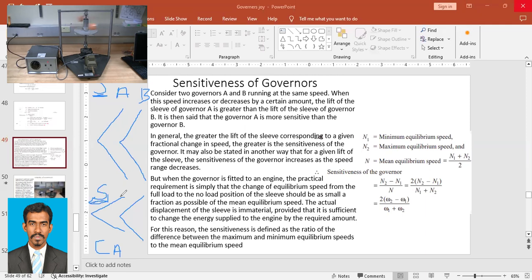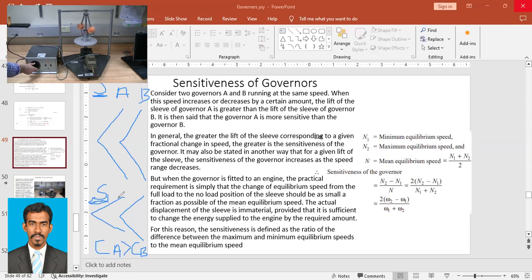There you can see the lift of the sleeve is high here; in other words, the change of the sleeve lift is high in governor A compared to governor B. This is the change in the lift of the sleeve of governor A, and I put C for the change in the lift of governor B. You can see the change in governor A is greater than that of governor B. That is what this sentence means: the change in the lift of governor A is greater than the change in the lift of governor B, so it is said that governor A is more sensitive than governor B.